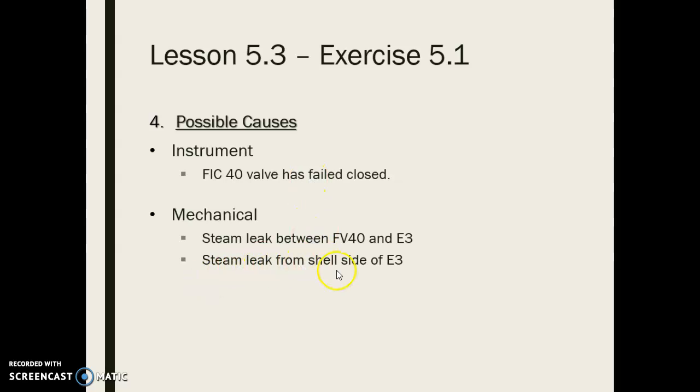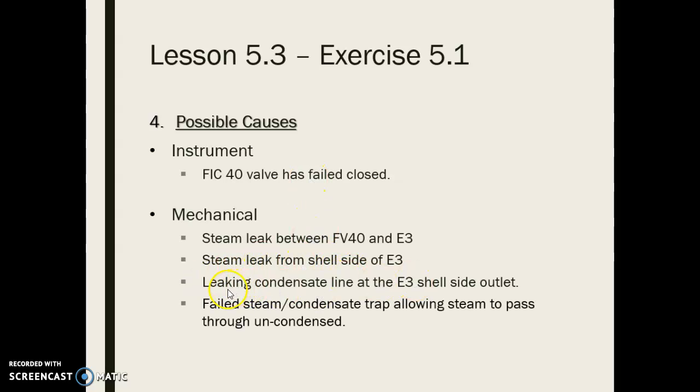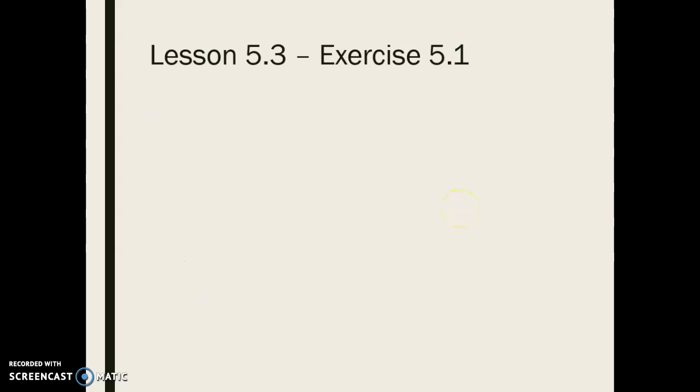There could be a steam leak on the shell side of E3. We could be leaking condensate in E3 shell side. And then you could have a failed steam or condensate trap, allowing the steam to pass through uncondensed. So this might be where all our steam's going out the window. That's something where, again, I would never have thought of that either. So I think this is an interesting problem. And we don't have any on the process side.